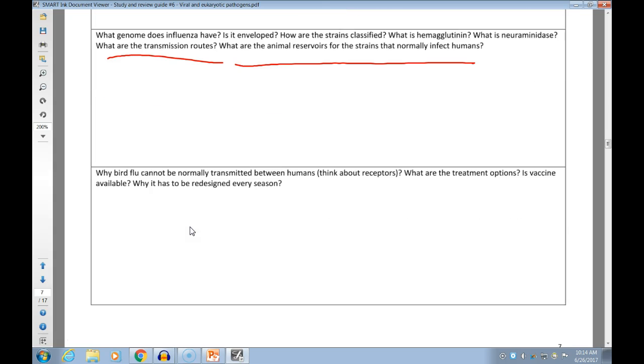Why can bird flu not normally be transmitted between humans? You answered it in a quiz. Treatment options, not many. Vaccine: understand why the vaccine has to be renewed every season. Does that make sense? Because of the mutations.